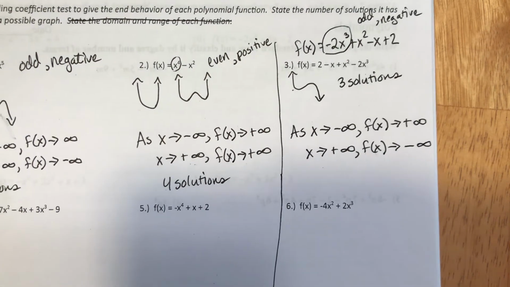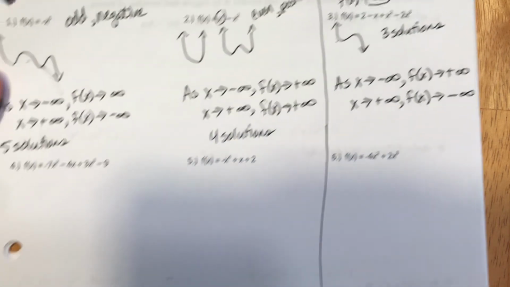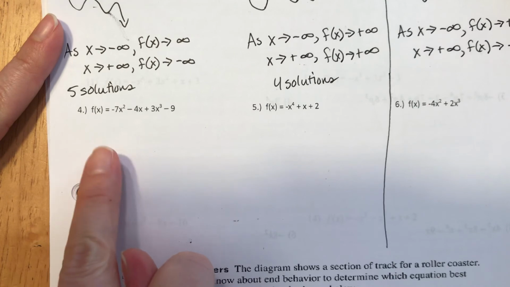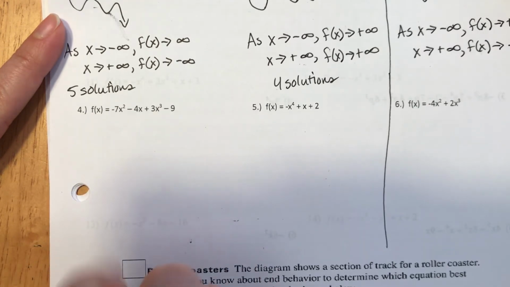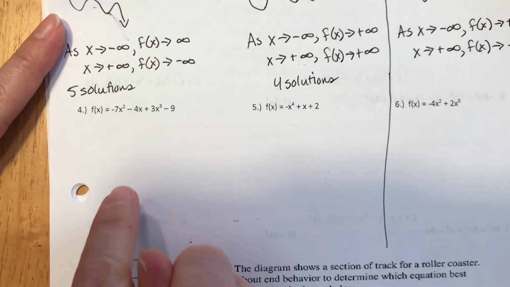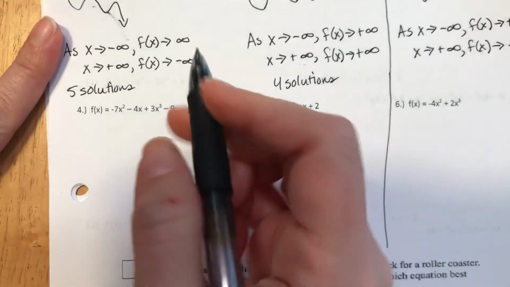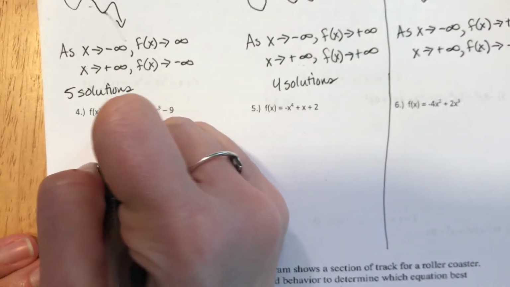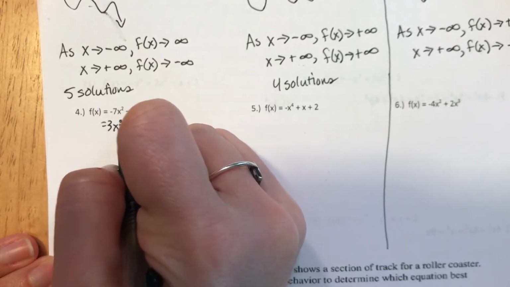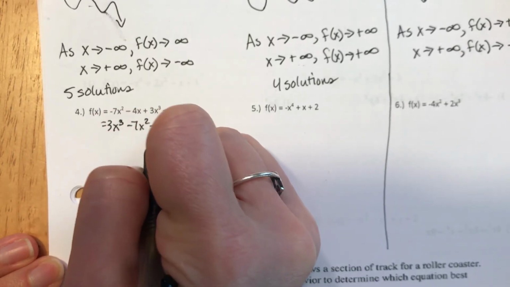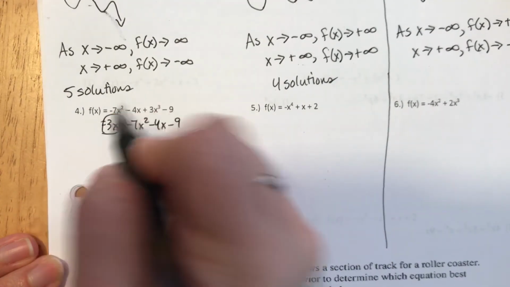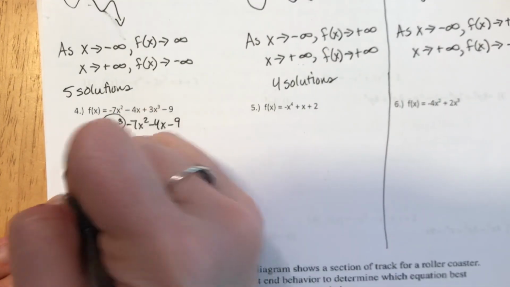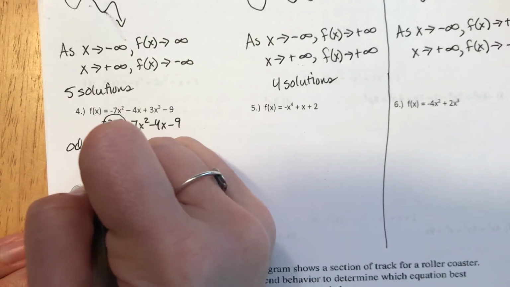So I'd like you guys to try number 4 on your own. Put it in standard form first, pause the video, and then come back, all right, and let's go over this. If we put this in standard form, we're going to get 3x cubed minus 7x squared minus 4x minus 9. So this is our leading term, which means it's x to the 3, odd and positive.